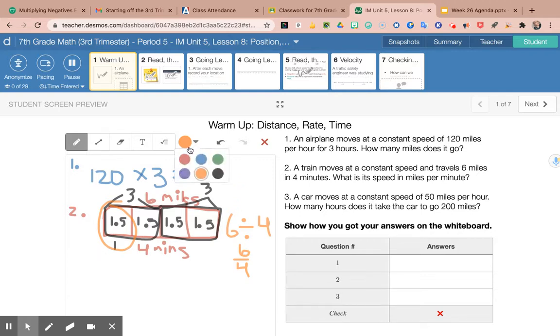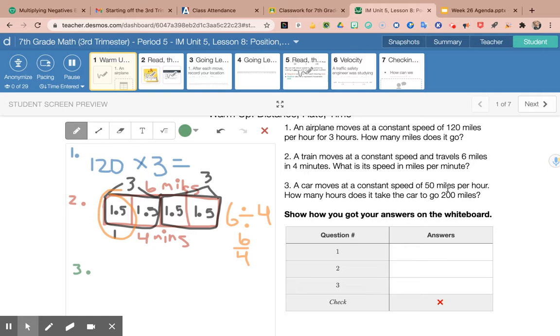All right, so that's number 2. And then number 3, again, you're typing your answers here. It won't turn green until you have all of them correct. A car moves at a constant of 50 miles per hour. So I'm going to draw a picture again. 50 miles for 1 hour.